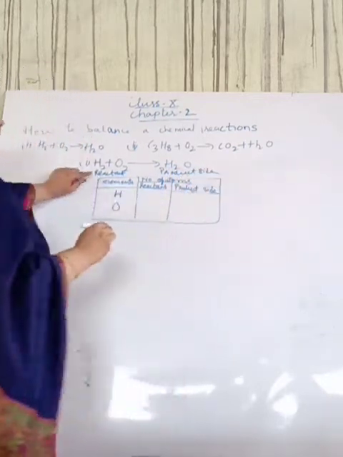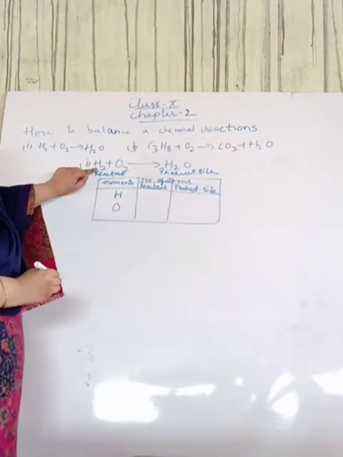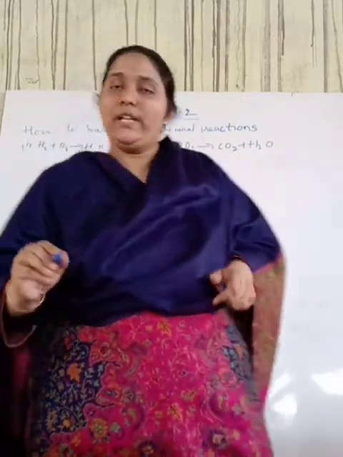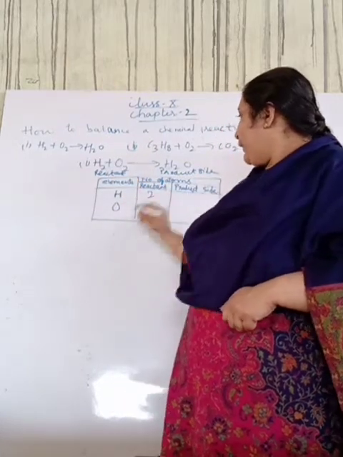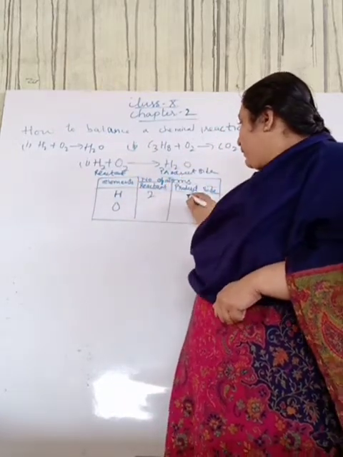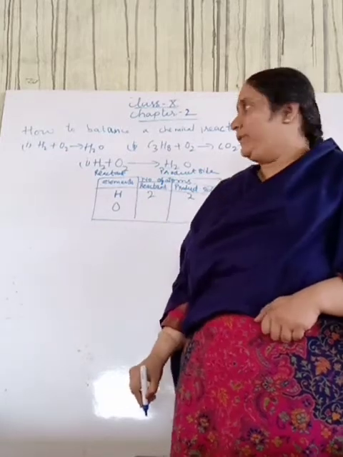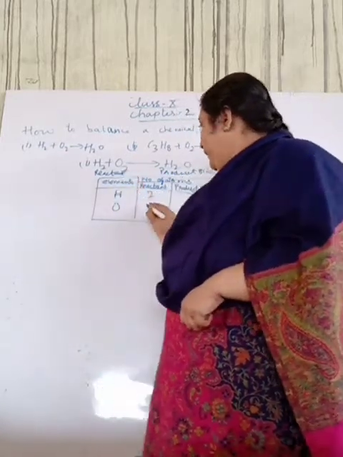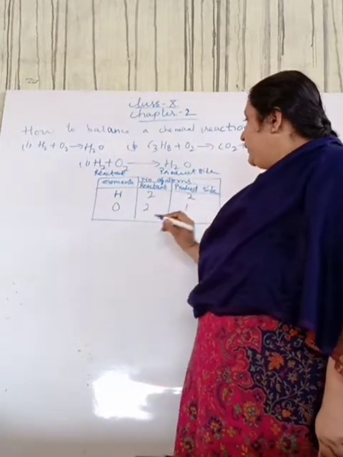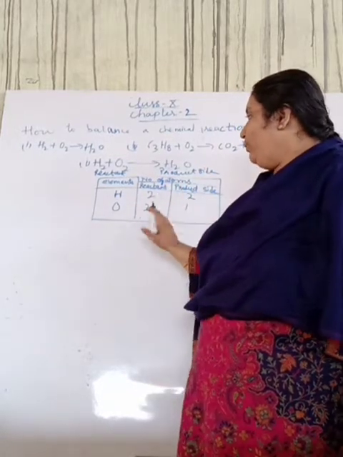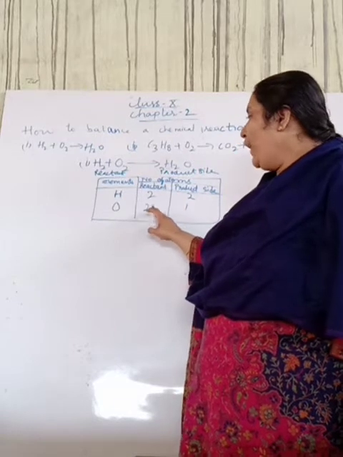So reactant side, how many hydrogen atoms present? In a reactant side, we can see here there are 2 hydrogen. Okay, what about in product side? 2 hydrogen. What about oxygen? 2. What about here? 1. So hydrogen is equal, okay, no problem. What about oxygen? Here 2 and 1 not equal, no?